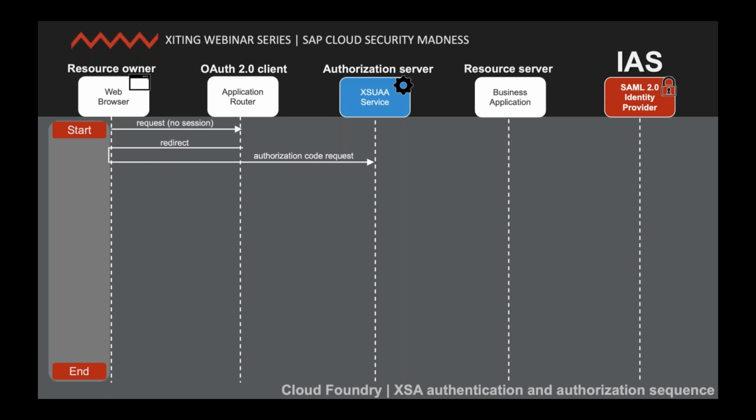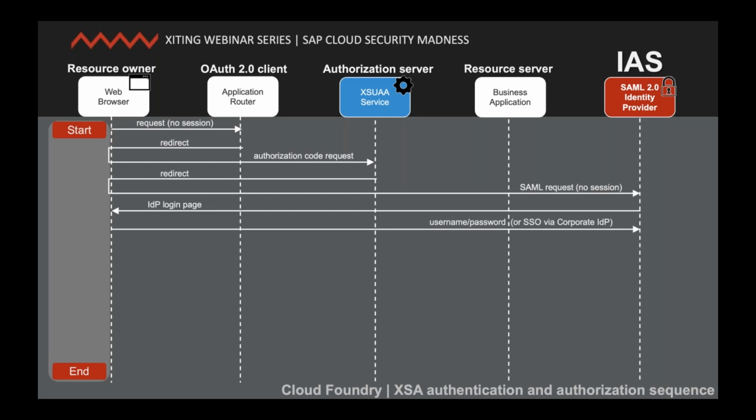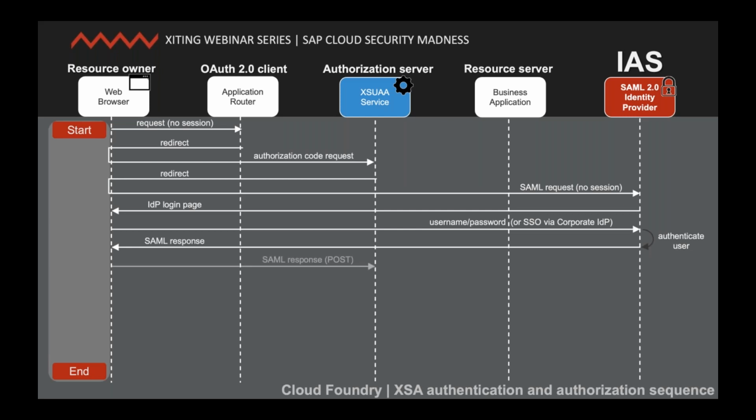This OAuth code flow redirects the user, who now has to authenticate against a trusted identity provider that is configured with that XSUAA service. After the user authenticates successfully, the identity provider responds with a SAML bearer assertion. More or less, it's just a SAML assertion, but it's called SAML bearer in this case. And this SAML bearer assertion is presented to the XSUAA service in the next step.